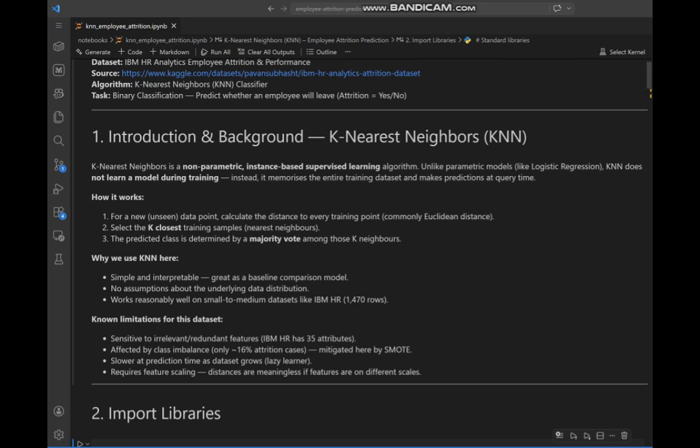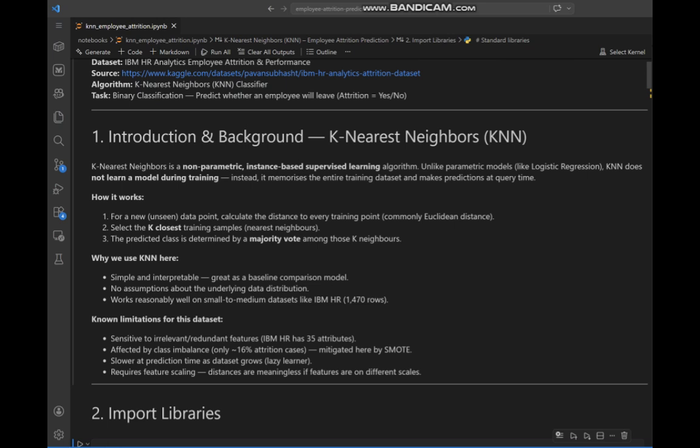Attrition yes or no. KNN is a non-parametric instance-based supervised algorithm. Instead of learning a global equation, it stores training data and predicts based on the nearest samples. For each new employee record, it computes distance, selects the k nearest neighbors, and uses majority voting.